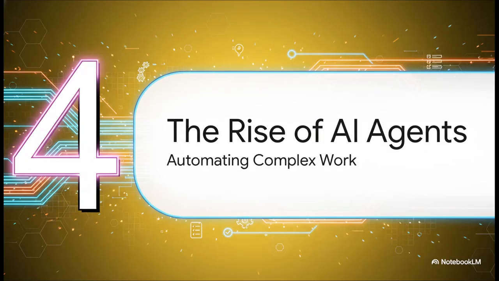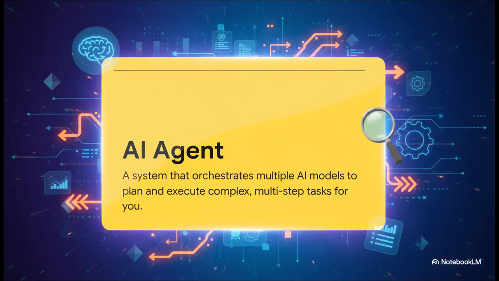Okay, let's switch gears. We've talked about using AI as a creative tool. Now let's talk about using it as an autonomous assistant. This is what people mean when they talk about the rise of AI agents. So what exactly is an AI agent? Well, unlike a simple chatbot that just answers one question at a time, an agent is a whole system. It can understand a big, high-level goal you give it, figure out all the steps it needs to take to get there, and then manage multiple AI models to get the job done for you, all on its own.